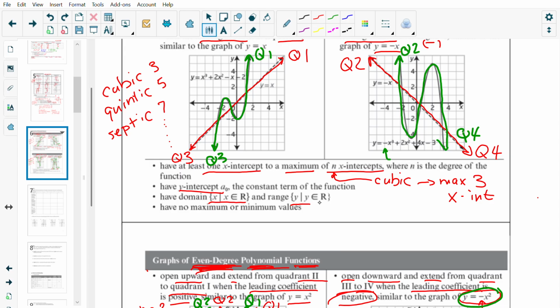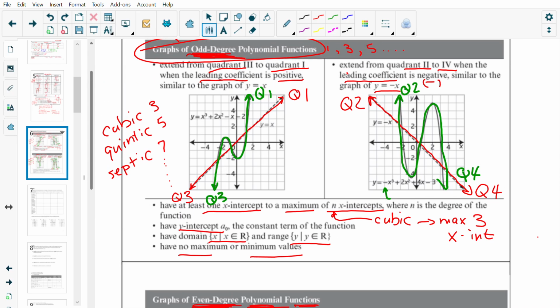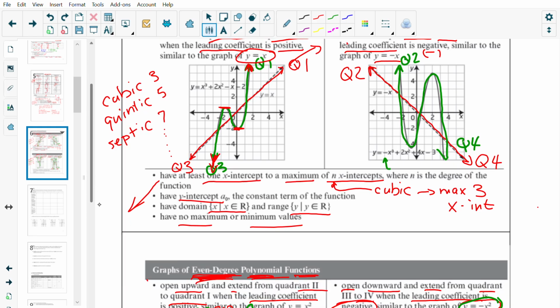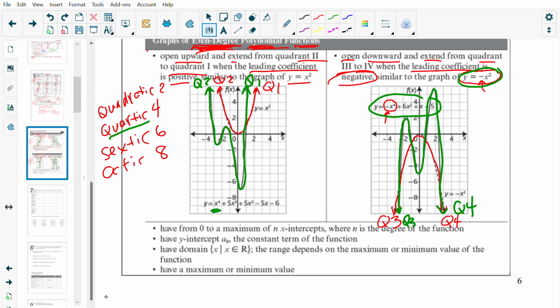The domain is all real numbers and the range is all real numbers. It has no max or min value. So if you take a look, this is not a max, this is not a min. Remember, the function keeps going to negative infinity and positive infinity, so there's no min or max. Likewise with y equals x, there's no max or min. It just keeps stretching on and on this way and that way.